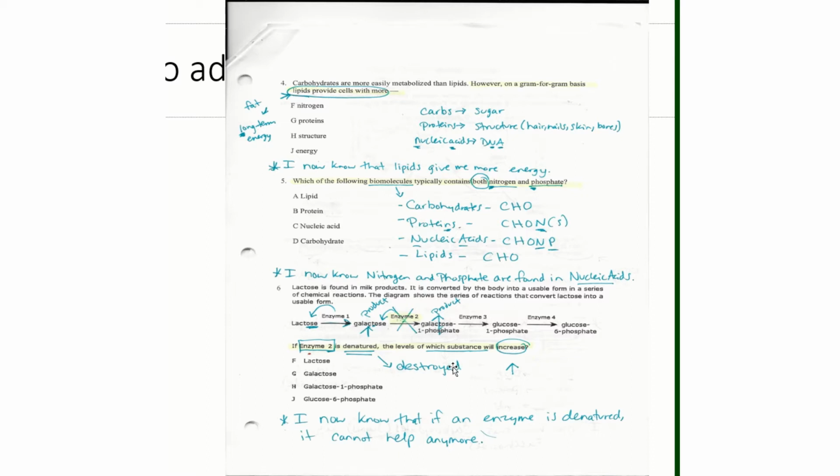This one's very important. If enzyme 2 is denatured, what does enzyme 2 and denatured mean? Denatured means destroyed, so take it out. Now, this enzyme is a helper. It's helping lactose produce galactose. And then enzyme 2 is supposed to help galactose produce galactose 1-phosphate as a product. But is it going to do it? No. So then what's going to increase if this is gone? The one that's left, the product here. Galactose was your answer.